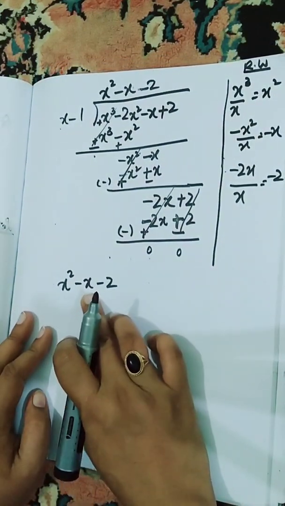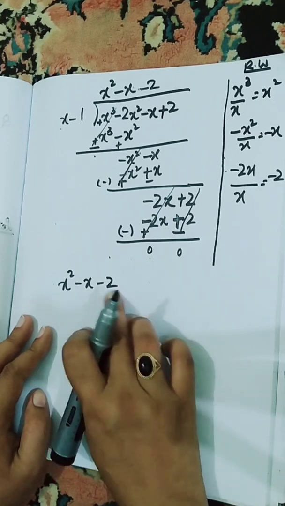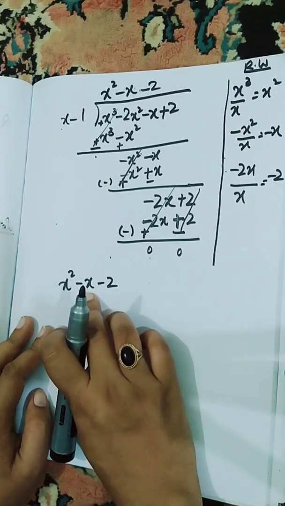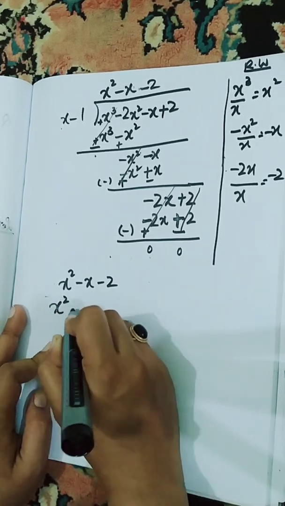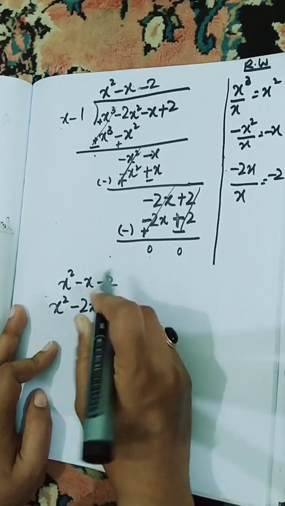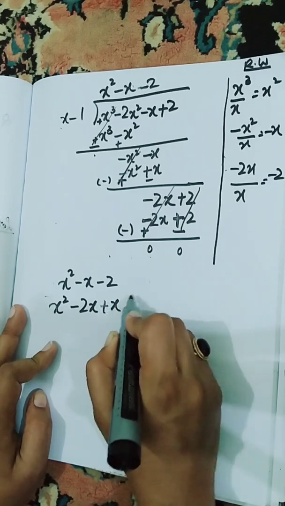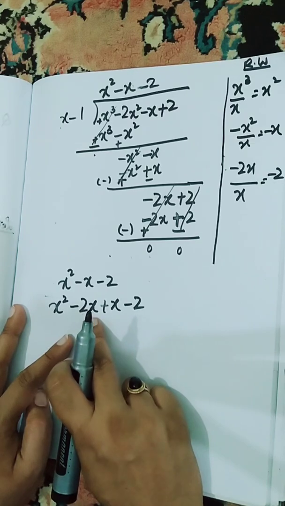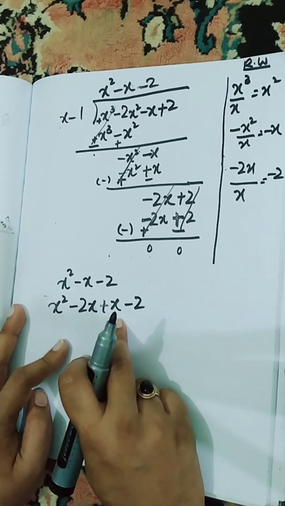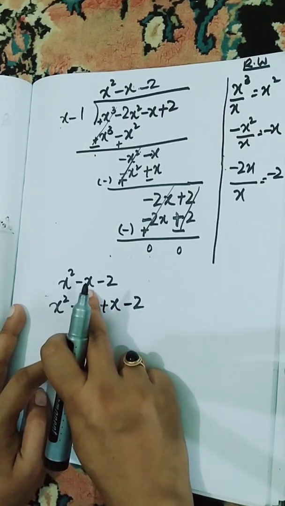I can split the middle term. How can I split it? I can write this expression in this way: x square minus 2x plus x minus 2. Instead of minus x, I can write minus 2x plus x. If I solve it, I will have this minus x.